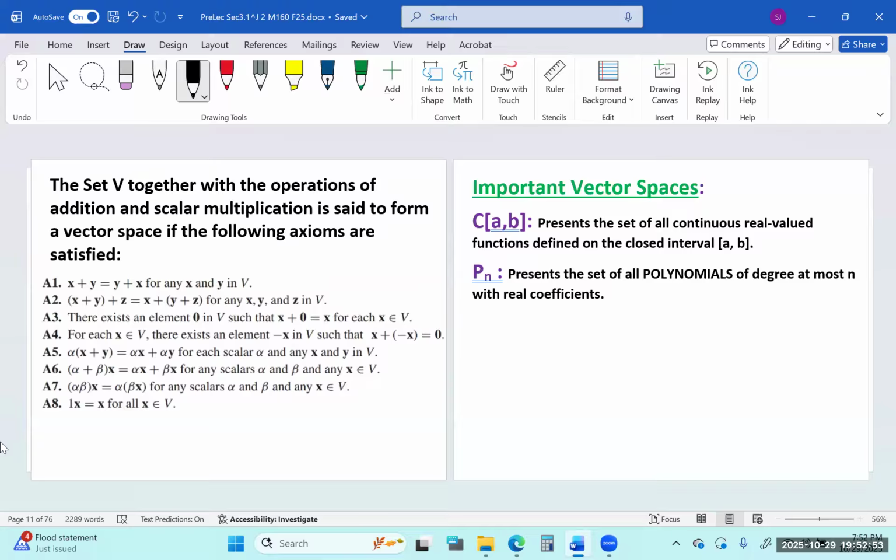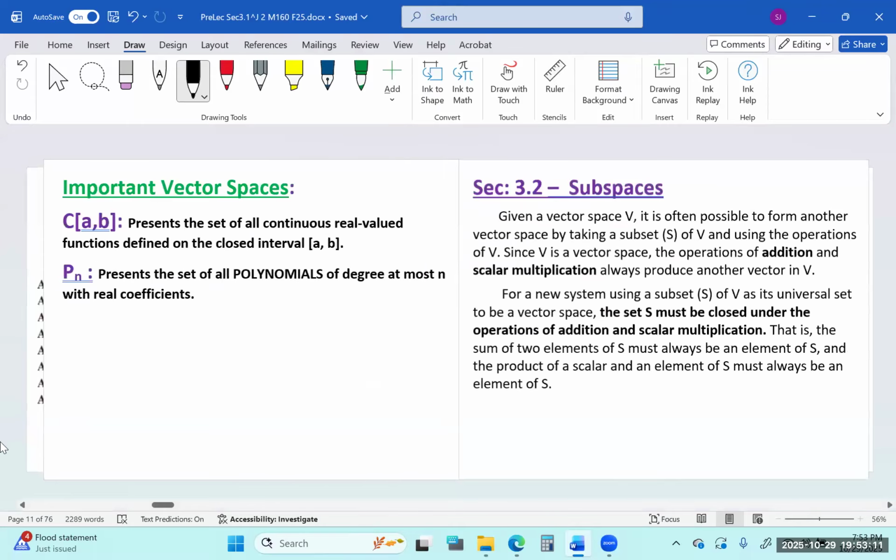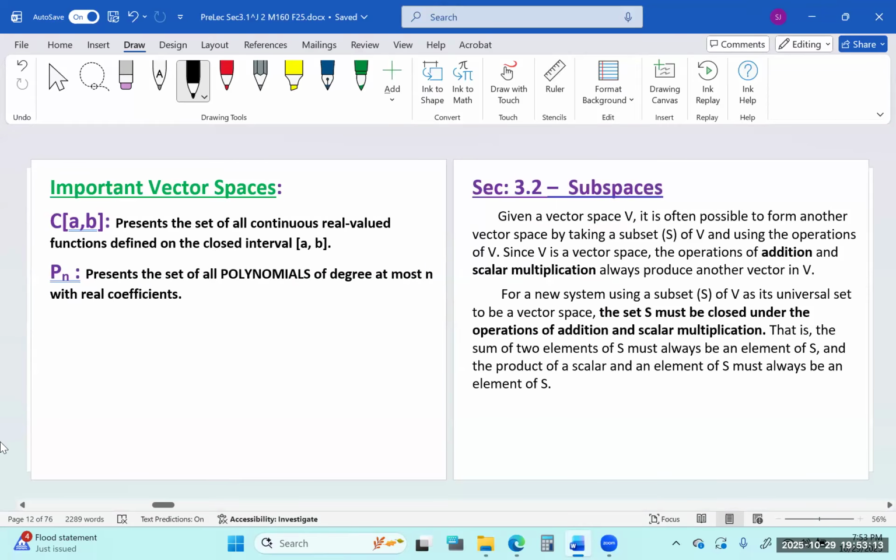Wait, what's R3? 3D, three-dimensional. And if you add two continuous functions in a closed interval, it will be continuous. No, we didn't learn L3, we learned R3. There is no L3.